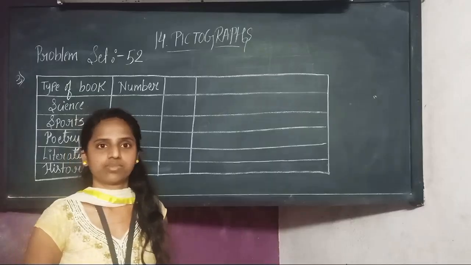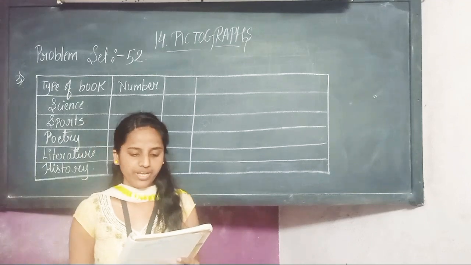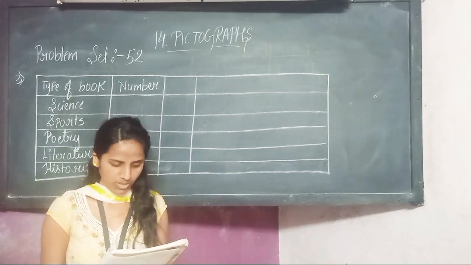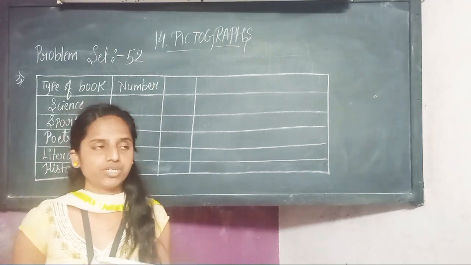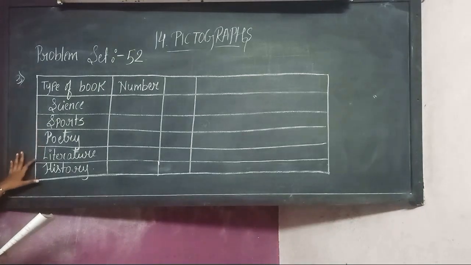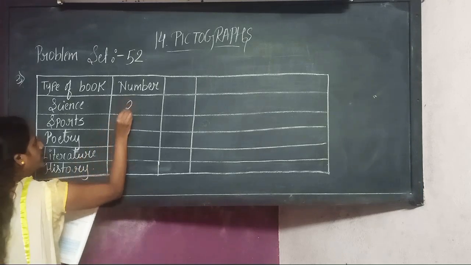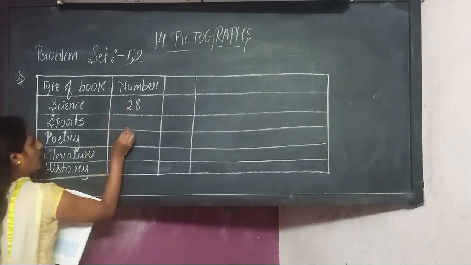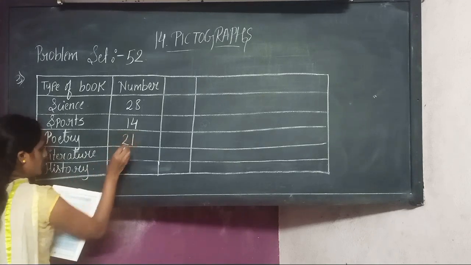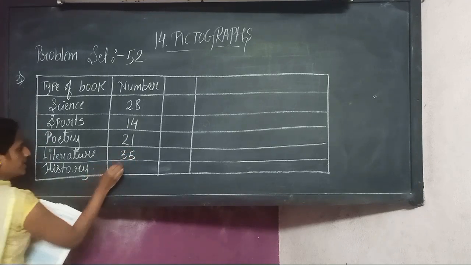Okay students, let's see the third question. The number of various books kept in a cupboard in the school library are given below. Make a pictograph showing the information given. Here we have the books, that is science, sports, poetry, literature and history. The number of books are given. For science it is 28, and for sports 14 books, for poetry it is 21 books, literature 35 and history is 7 books.